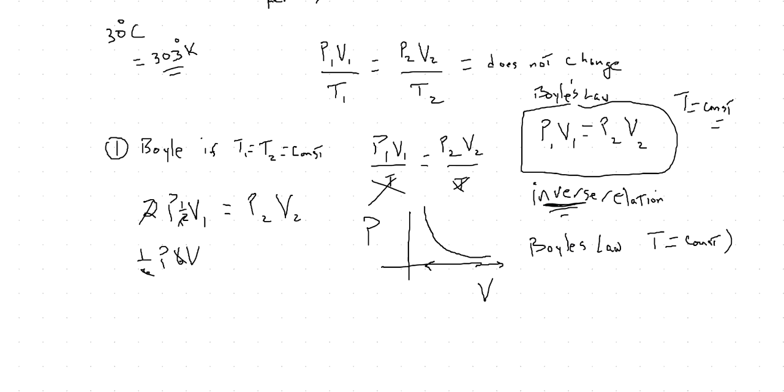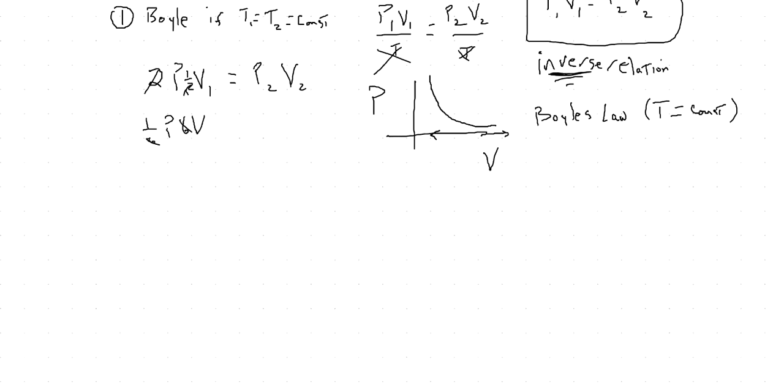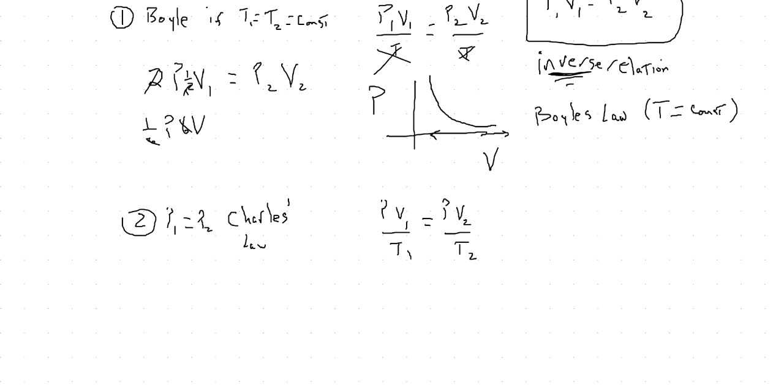Okay. The second special case of the gas law is if the pressure doesn't change, if P1 equals P2. This was done by somebody named Charles, so this is called Charles's law. Again, if we have P V1 over T1 equals P V2 over T2, so P1 equals P2 equals just P, the P's go out, and we end up with this relation. The volume over the temperature doesn't change.